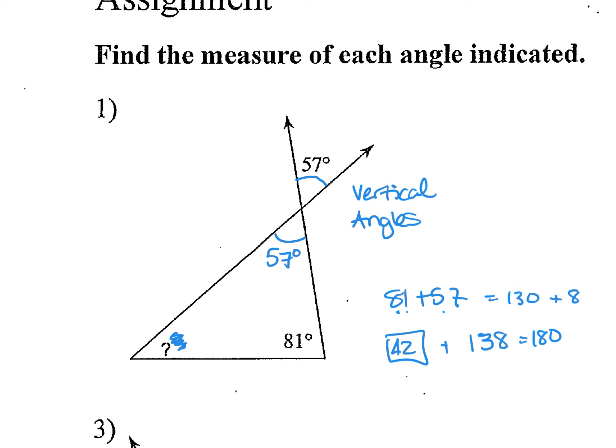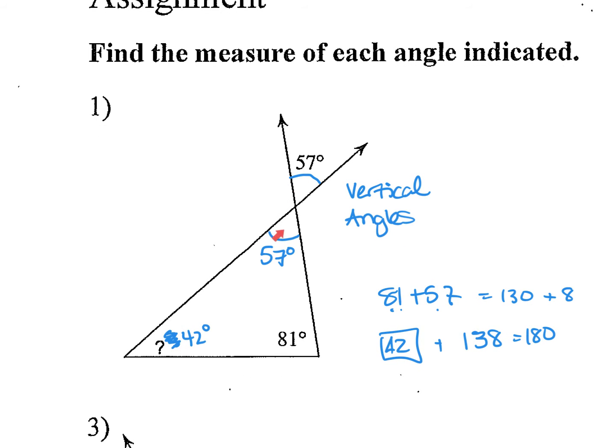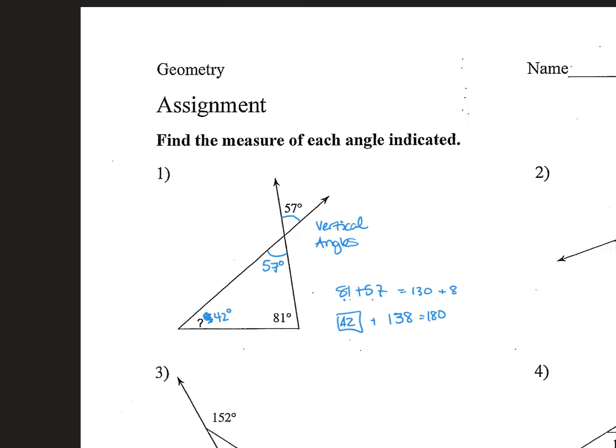So, geez, that's not how you write 42. So that would be my missing angle there. So again, just vertical angles, that's what we're trying to review, and then the sum should be 180.